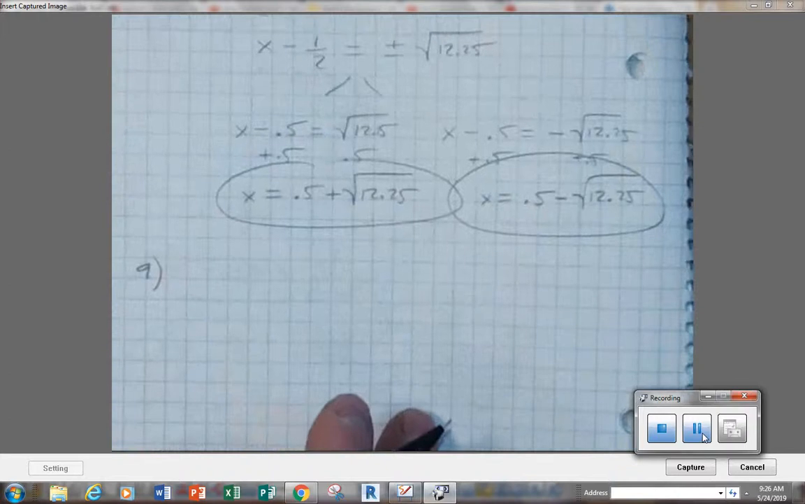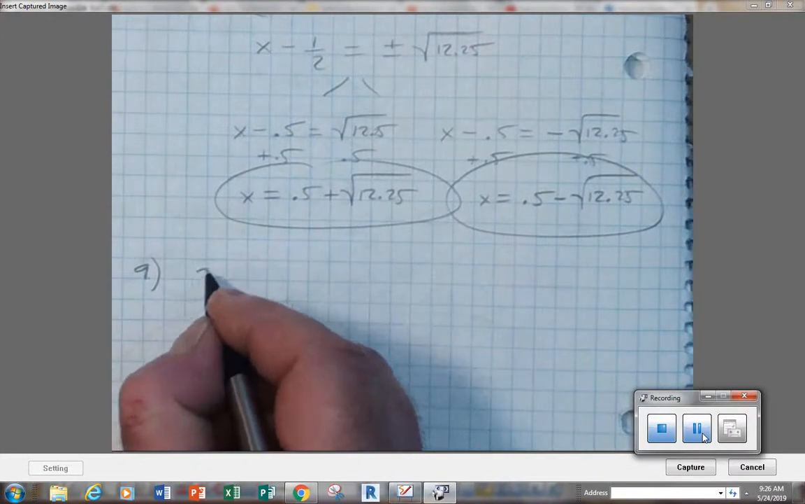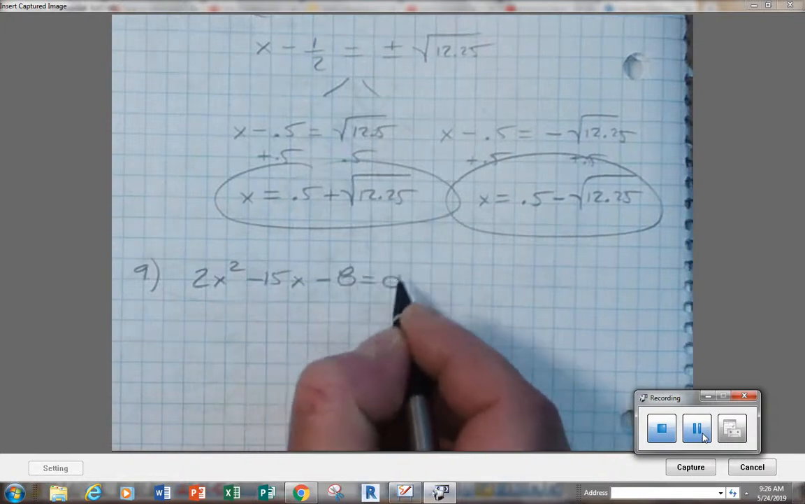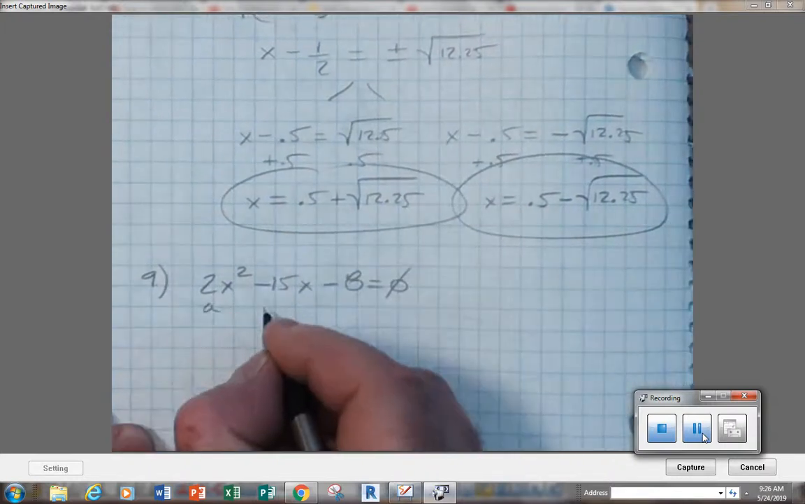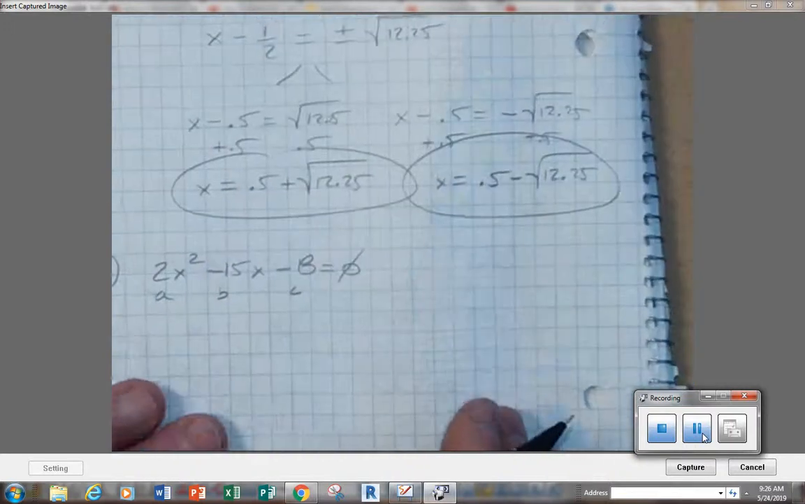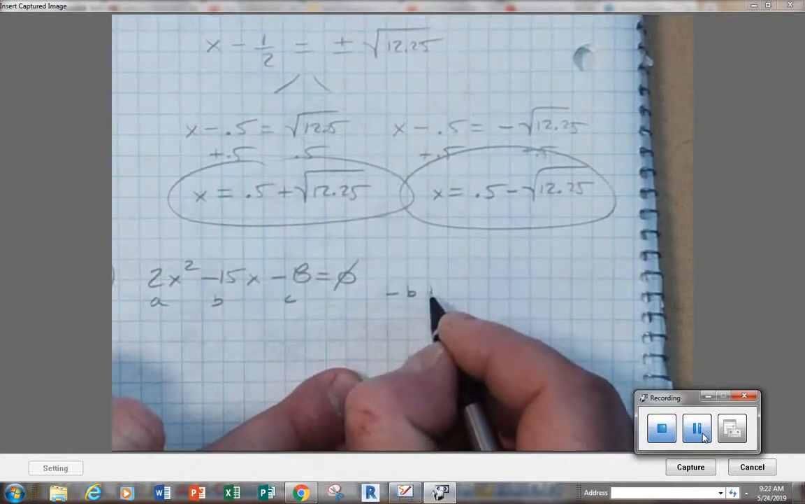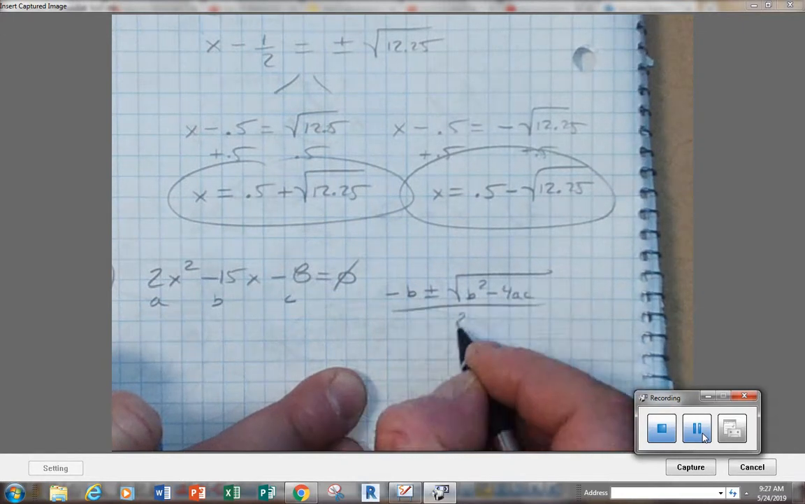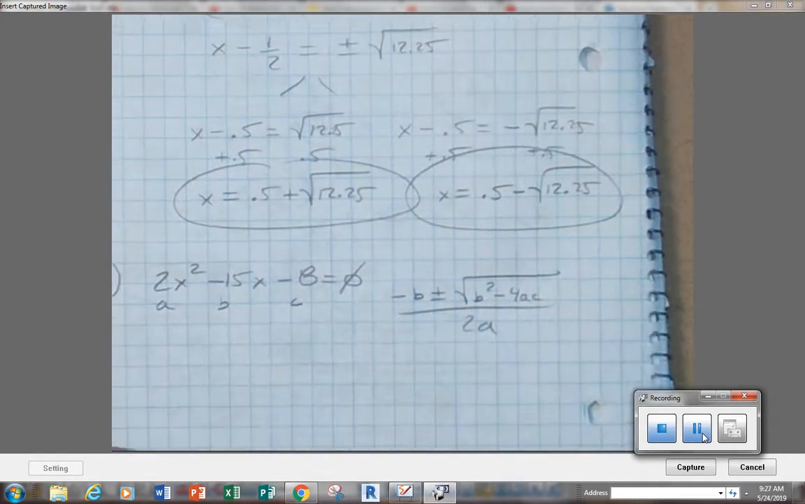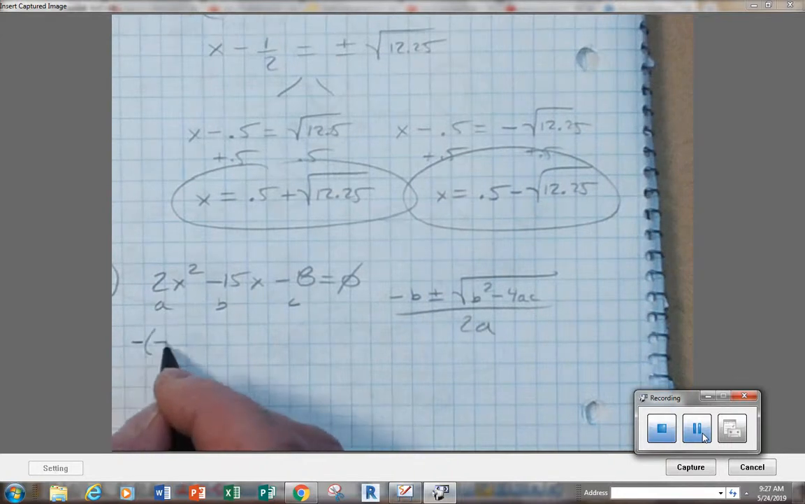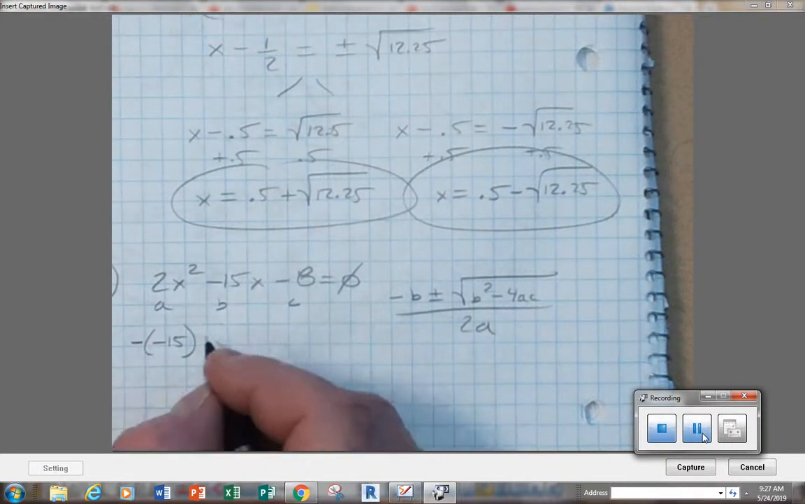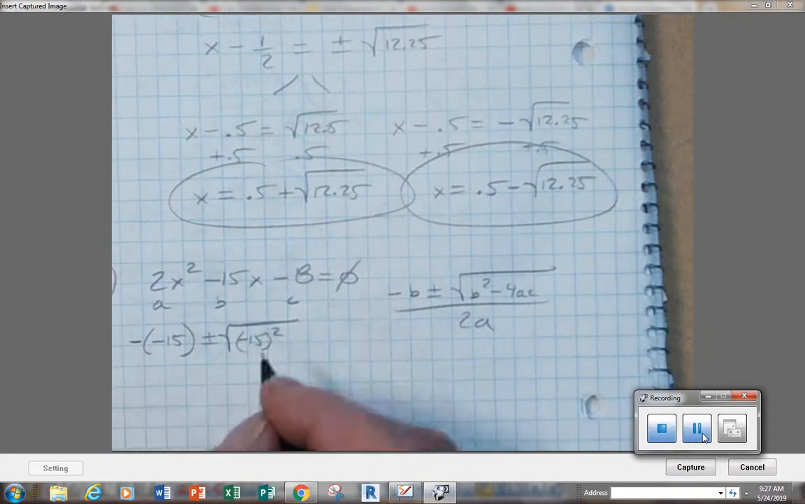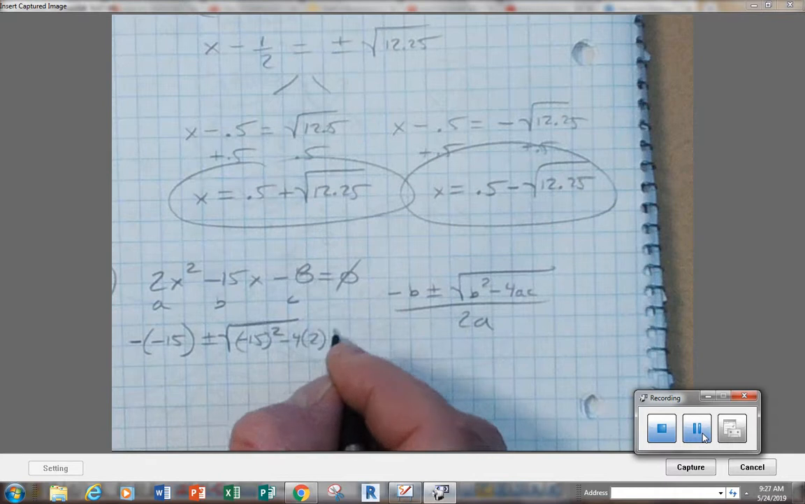Solve using the quadratic formula, where A is 2, B is negative 15, C is negative 8. Remember the formula: negative B plus or minus the square root of B squared minus 4AC, over 2A. Plug them in. So it's going to be negative negative 15 plus or minus the square root of negative 15 squared minus 4 times 2 times negative 8.